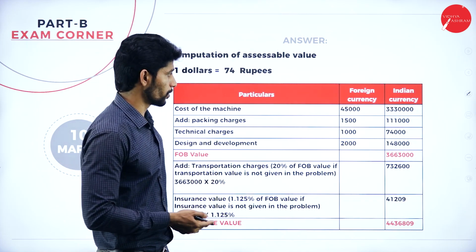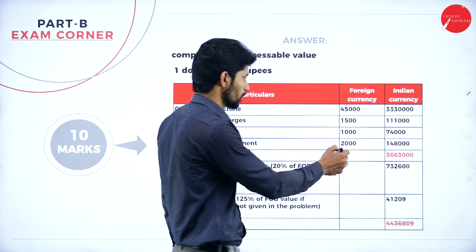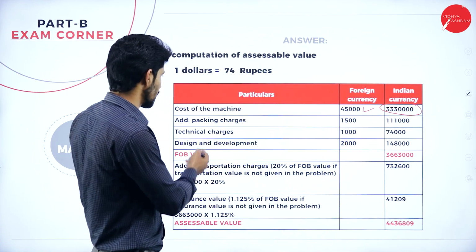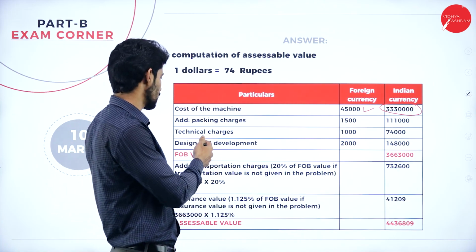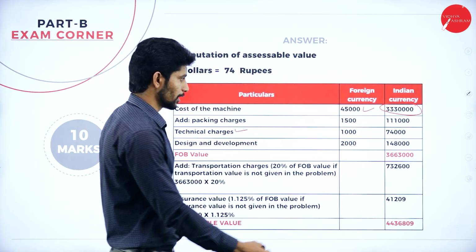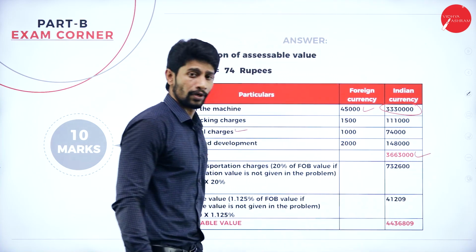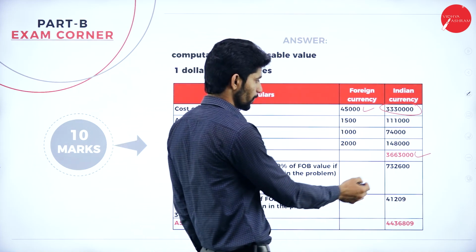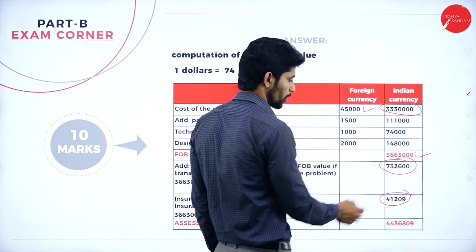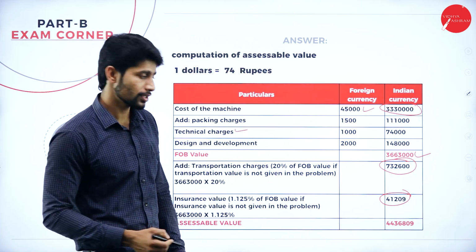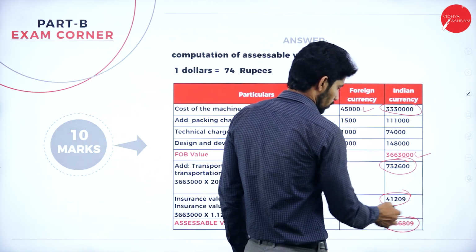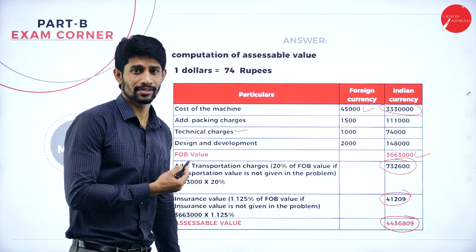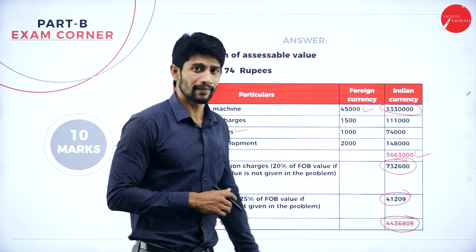So to solve the problem, the cost of the machine is $45,000. If you compute, you will get 33,30,000. And for that, add some expenditures, that is packing charges, design and development and technical charges. You will get the FOB value. So for the FOB value, in this problem transportation and insurance are not given, so add 20% of FOB as transportation and 1.125% of FOB as insurance charges. Totally you will get 44,36,809. That value is called the assessable value. So they might ask this question for 10 marks in your exam.